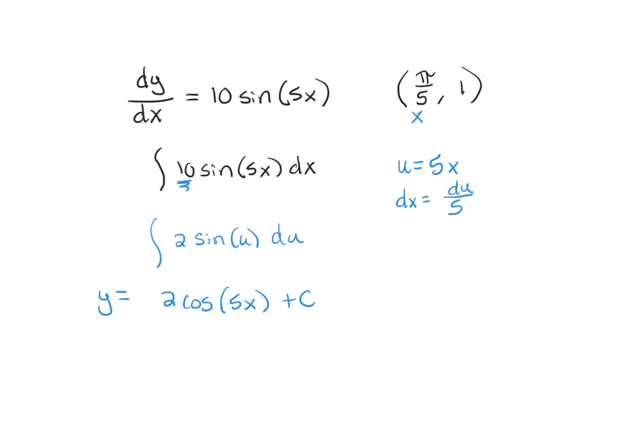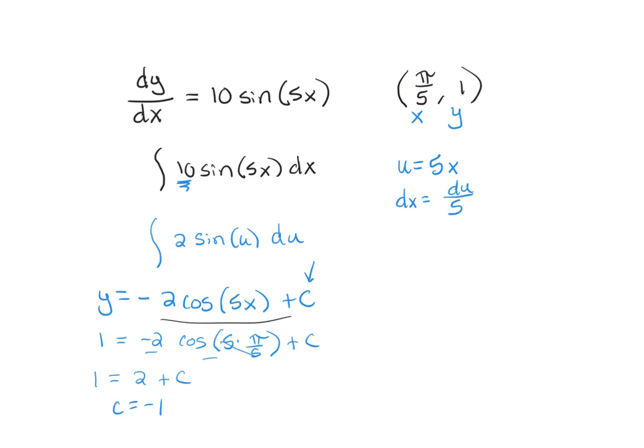So if we plug in this x and this y, we can find c. So y is 1 equals negative 2 cosine of 5 times pi over 5, plus c. So here the 5's cancel. Cosine of pi is negative 1. Negative 2 times negative 1 is 2. So 1 equals 2 plus c, so c equals negative 1. And then go back here and rewrite: y equals negative 2 cosine of 5x minus 1.